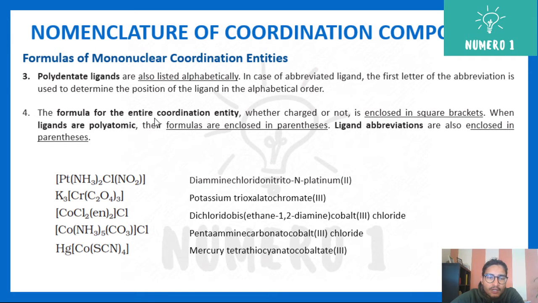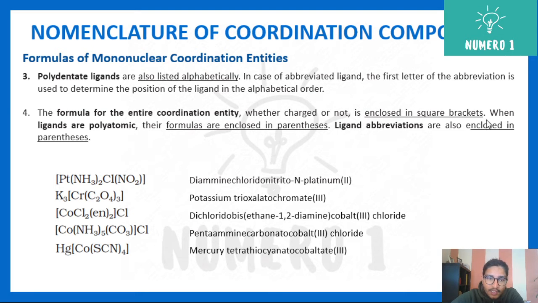Then the formula of the entire coordination entity, whether charged or not, is enclosed in square brackets. You can see this is your central metal, then you have listed all your ligands in alphabetical order, and then you put them inside a square bracket. That is your entire coordination entity.